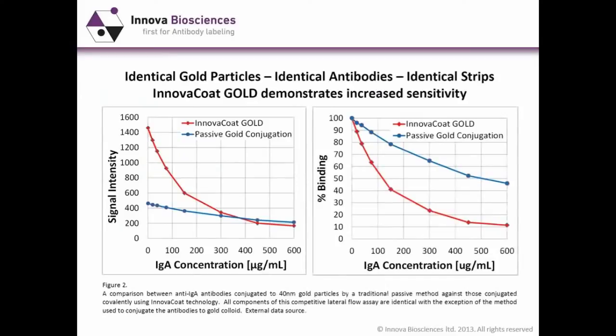This is another example of lateral flow. This is not our data. This is from one of our clients. So this is a competitive assay for IgA. And the data has been expressed on the left in terms of signal intensity versus concentration, and on the right percent binding. So it's the same data, just transformed in two ways. So you can see with the passive gold conjugation, the signal is far less than with the coated gold, and also the percent displacement is far greater with the coated gold. So you have a far better assay, perhaps because the antibody appreciates being attached to the surface coat rather than to the metal.